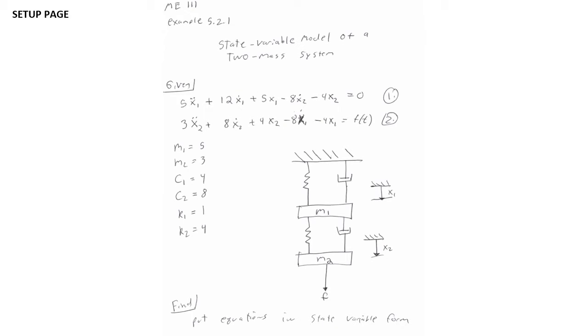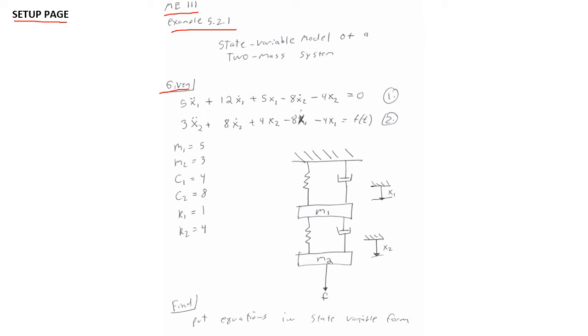So now that we've had the opportunity to read through the problem statement, understand what they've given us, and look through that diagram, the next step is to create our setup page. So that's what we've done here on our setup page. This is exactly what we've done for all the homework and what I'm expecting for the exams. Label, okay, ME111. The example problem I'm working on here is 5.2.1. This is a state variable model of a two-mass system.